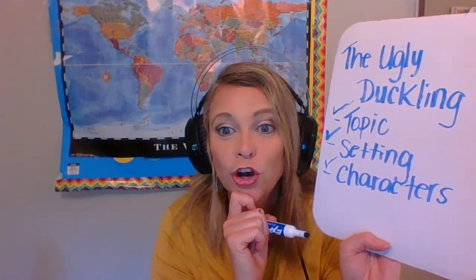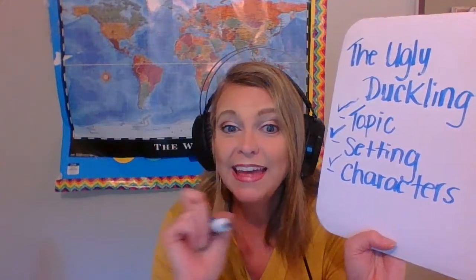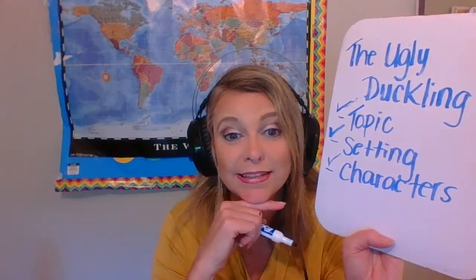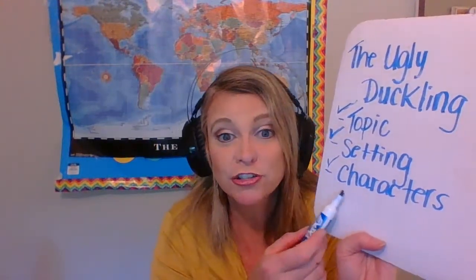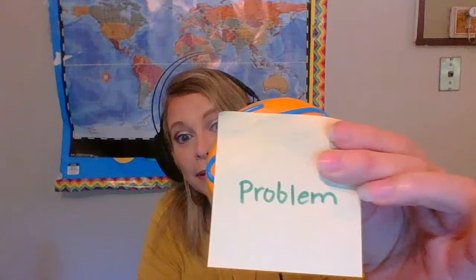Who are some of the other characters besides the big, gray, ugly duckling? Mother duckling and his siblings, right? You could just say the other ducklings, okay? These are the characters in your story. Remember that in a story, any good story, there is something called a problem. Here's your next donut, okay? Your problem in the story.